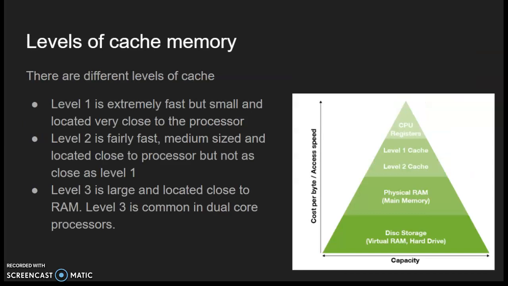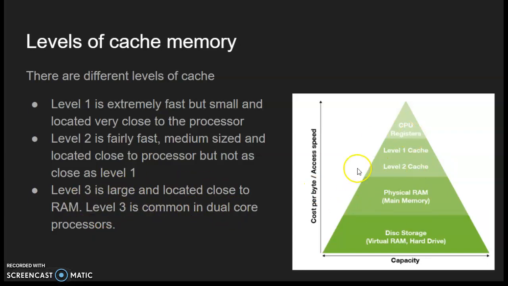And here are the levels of cache memory. There are different levels of cache. Level 1 is extremely fast but small and located very close to the processor. Level 2 is fairly fast, well, it is still very fast, medium sized and located close to the processor but not as close as level 1. Level 3 then is commonplace in dual core processors, although you still may not see it in dual core processors, but it's large and located close to RAM.